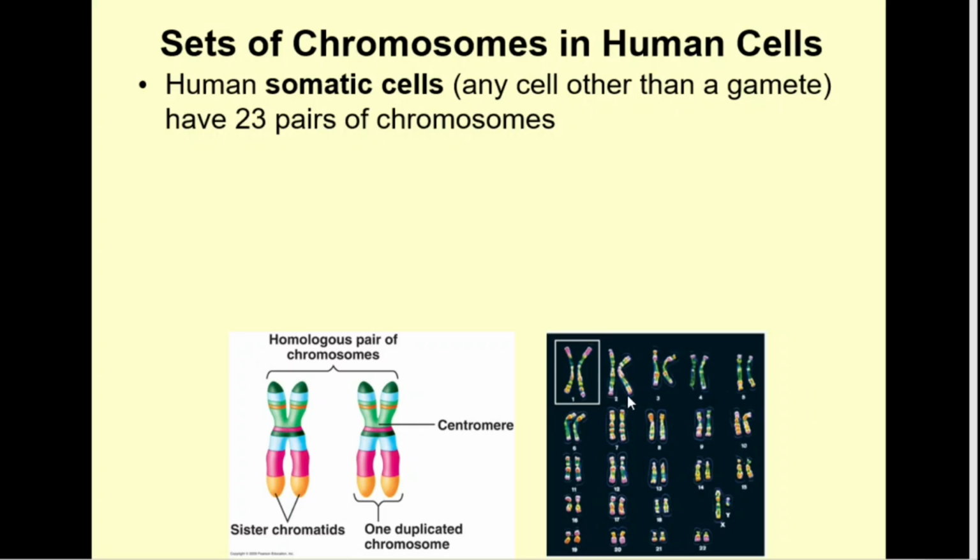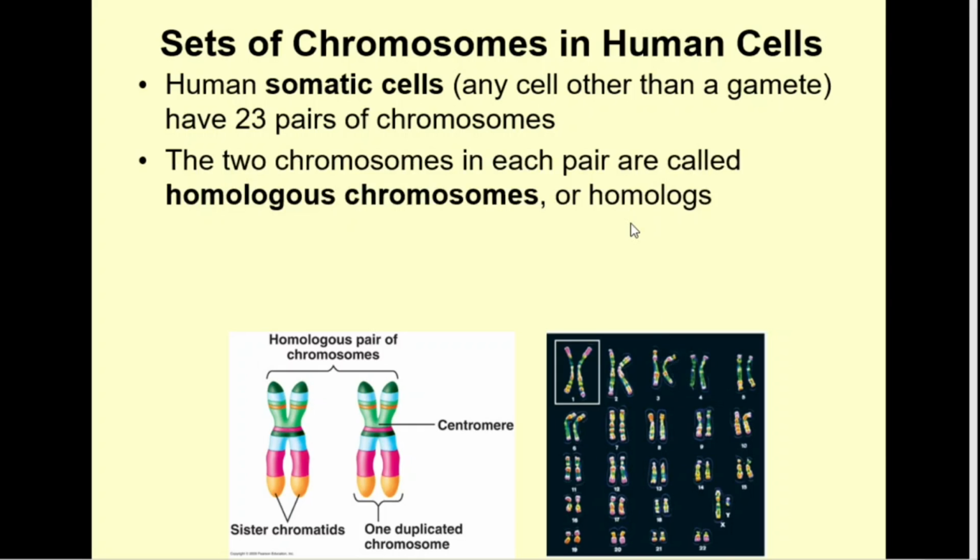So again, if we look at this diagram here, this picture, we can see that we have two chromosome number 1s, two chromosome number 2s, two number 3s, and so on and so forth all the way through. So we take chromosome number 3 here, we would have got one of these from our mum in the egg and one from our dad in the sperm. And we actually give these names. So the two chromosomes that we get each pair are called homologous chromosomes or homologs.